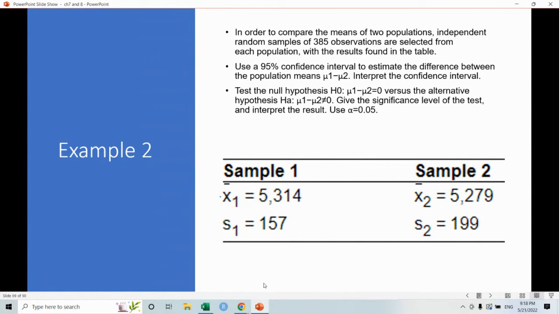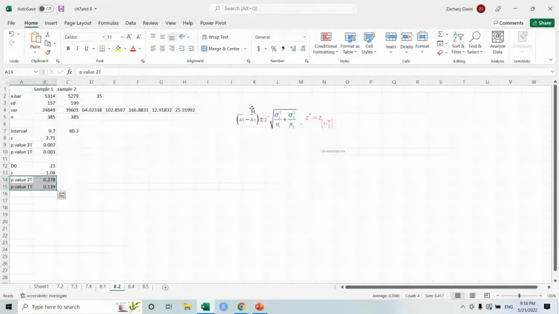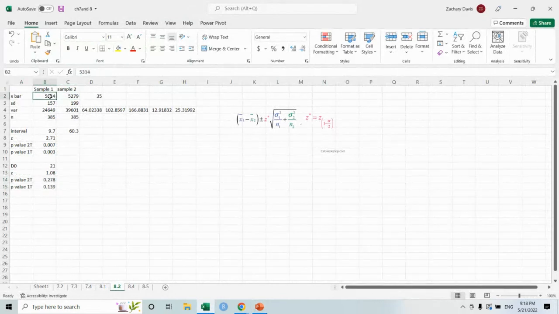So our first sample mean is 5,314 with a standard deviation of 157. And our second sample, the sample mean of group 2, is 5,279 with a standard deviation of 199. So, our next one. We have this long formula to use. We have our two sample means and our standard deviations, and we have our difference in those means.